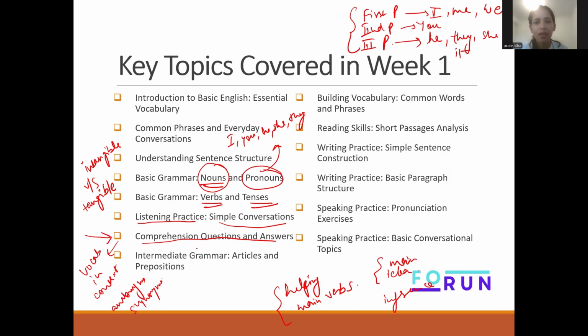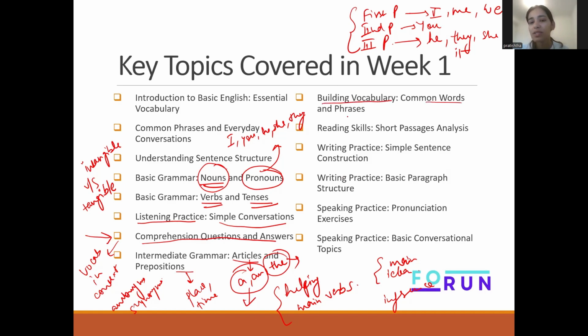Then we also did a little bit of articles and prepositions. So prepositions is something that talk about place, time, etc. Articles are like a and the, if you remember, indefinite articles and definite articles. Indefinite articles are used with things that are not defined. Definite articles are used with things that are defined, right? So we used that.